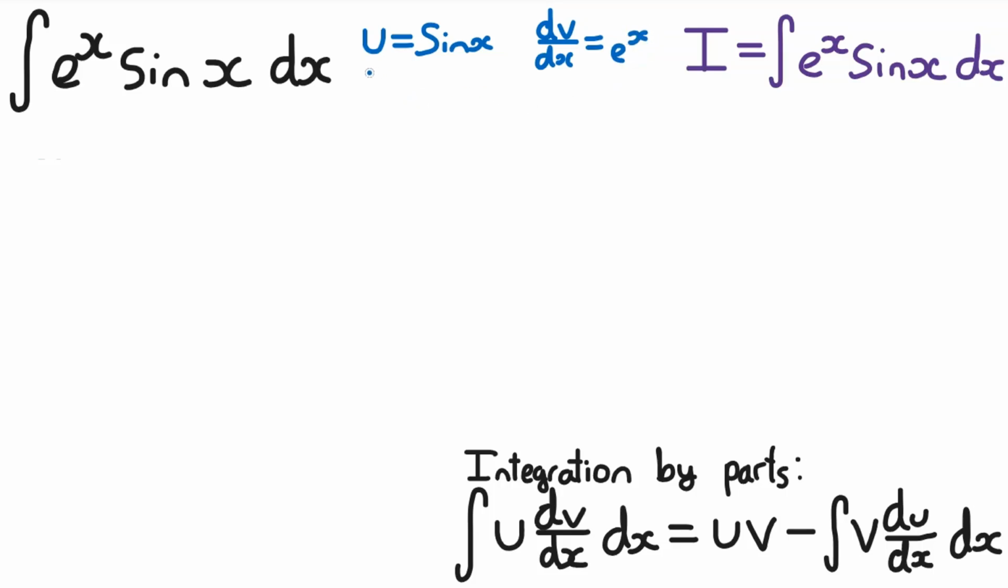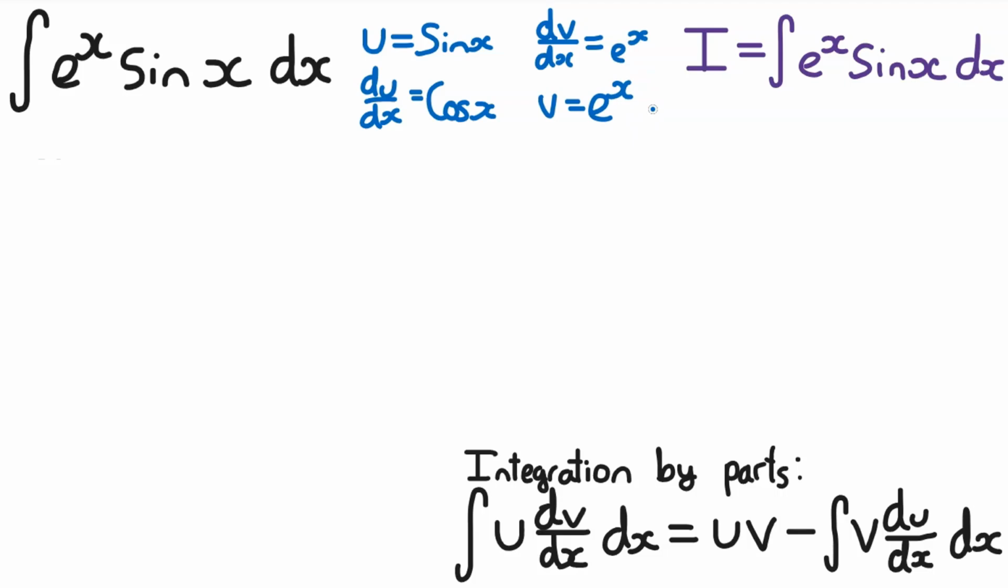Okay, so if we differentiate this here, it will be du over dx is equal to, and when you differentiate sin x, it is equal to cos x. And then if you integrate this here, v is equal to, we've already talked about that, when you integrate e to the power of x, it's still just e to the power of x.